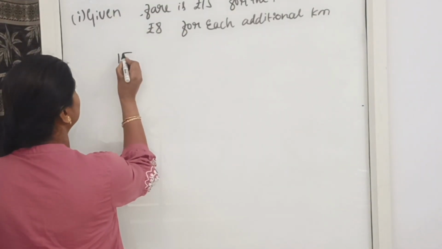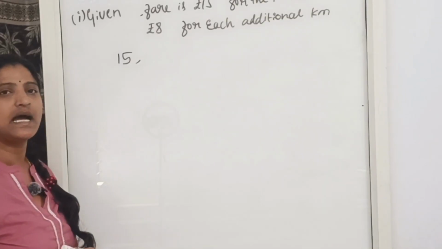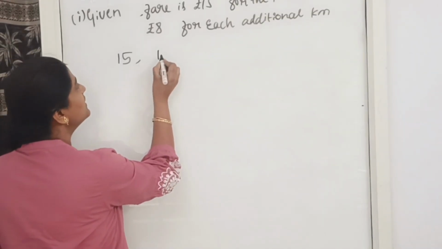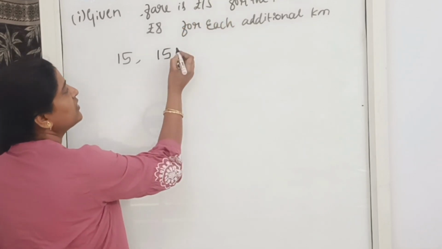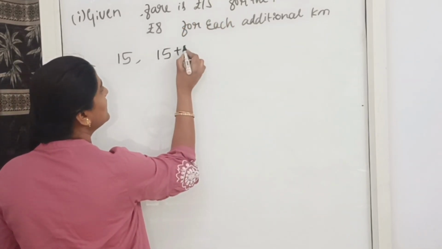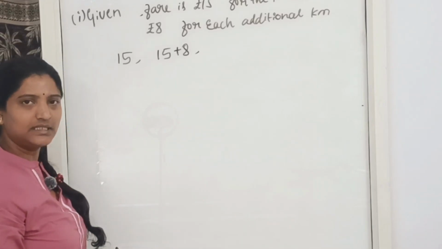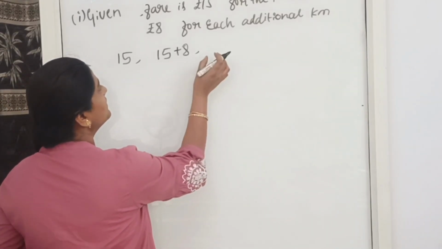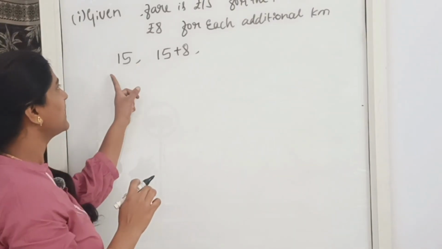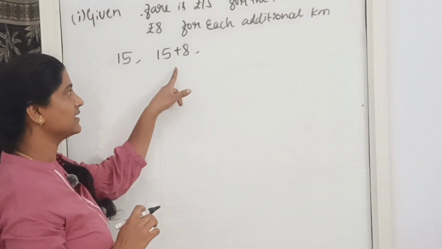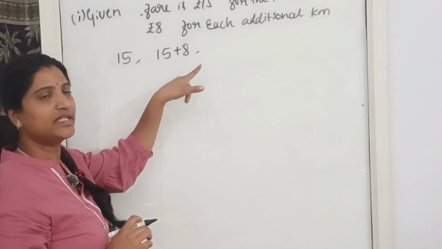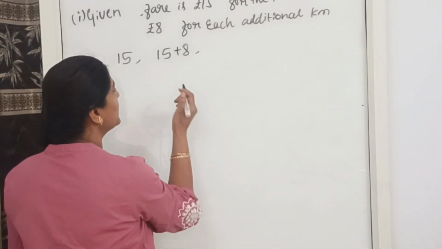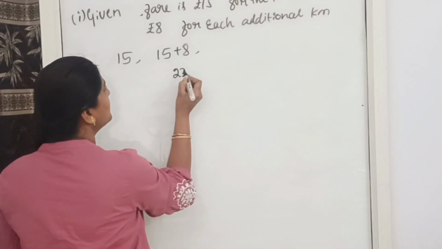Start with the first number. For the first kilometer the fare is rupees 15. For the next kilometer, we add the 8. The first price is the preceding value, so for the next one we need to add these two. 15 plus 8, how much is it? 23. So this becomes 23.